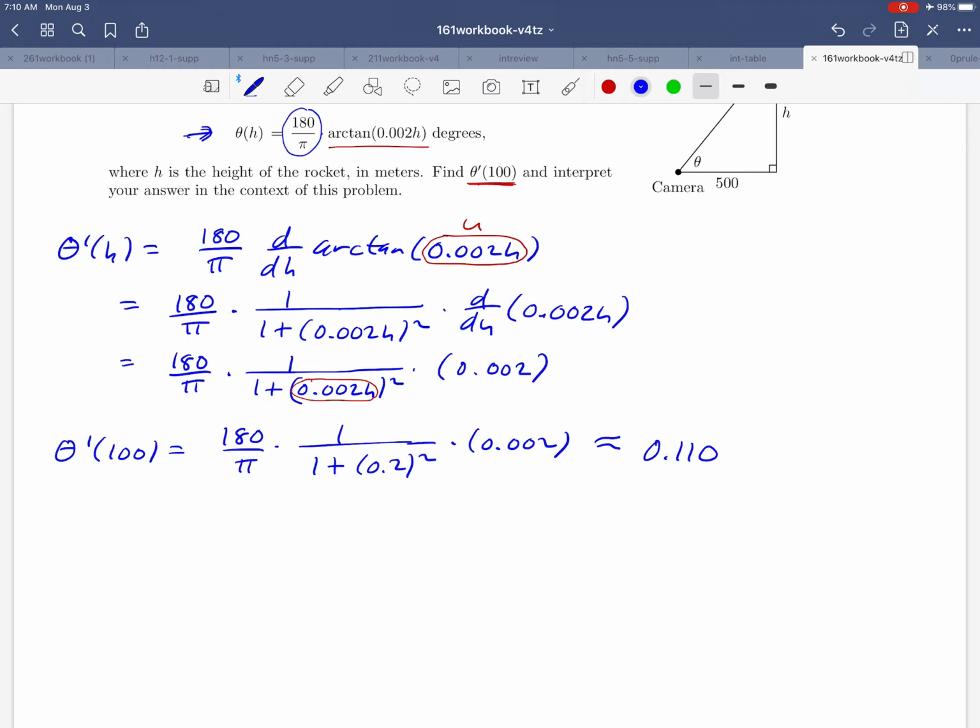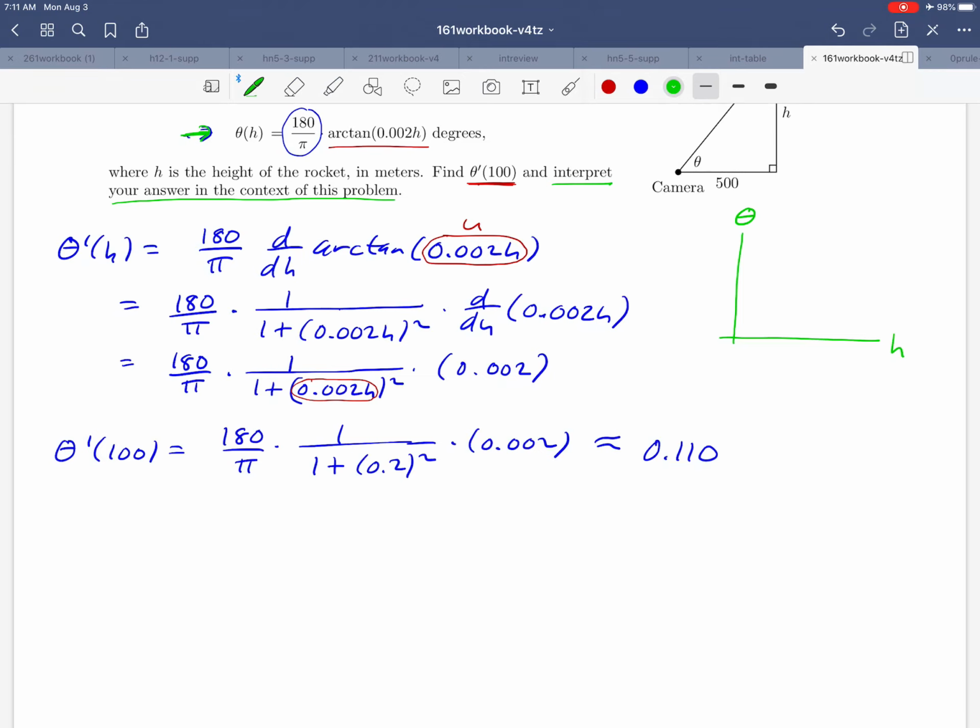Now notice there's an important second part to this problem. They would like us to interpret our answer in the context of this problem. What does this number that we just calculated mean? I generally like to start by thinking about units to answer a question like that. What are the units of the derivative? We can answer that by thinking of what a graph of theta of h would look like. If you go up to the very top of the page, for theta of h we had an input variable of h and an output variable of theta. What are the units of those two variables?